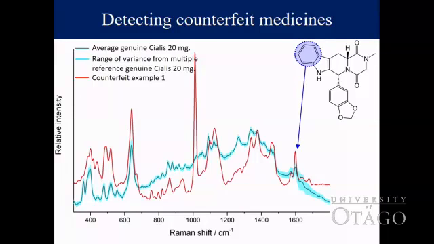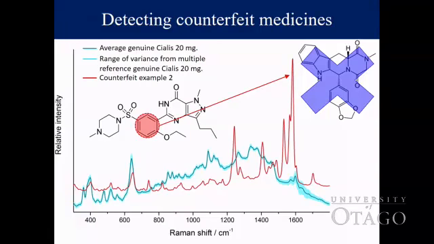So here, this is a counterfeit product, and you can see that the fingerprint is clearly nothing like that of the genuine product. But at least it does have the correct active ingredient in this one. And here's an example of another counterfeit product, and here you can see that it actually did not even have the correct active ingredient. Instead, it had this structure here, which is sildenafil, and it's the active drug in the competitor's product, Viagra.